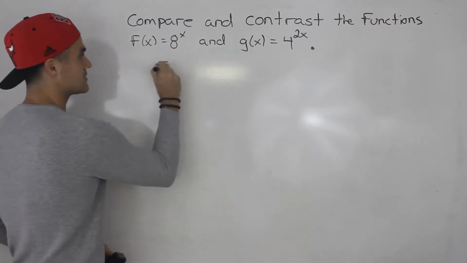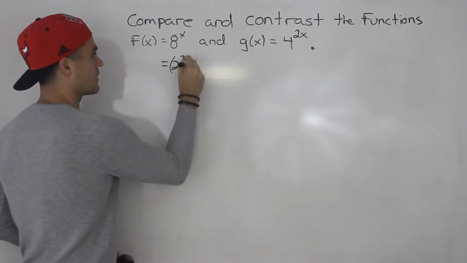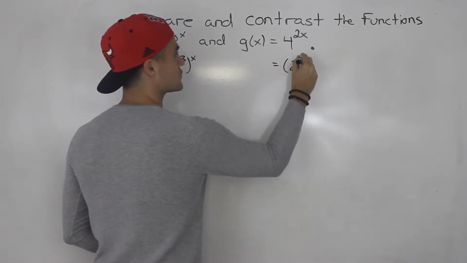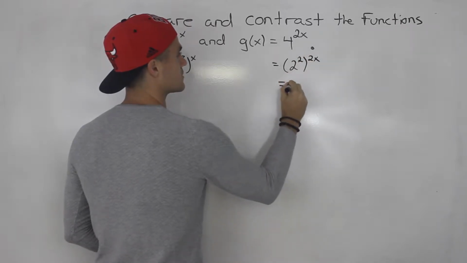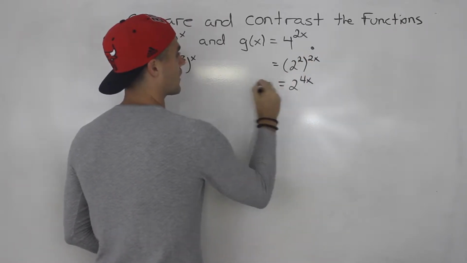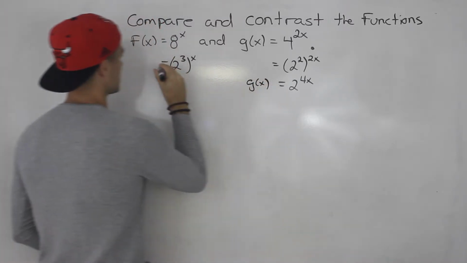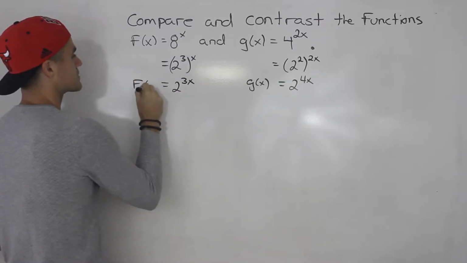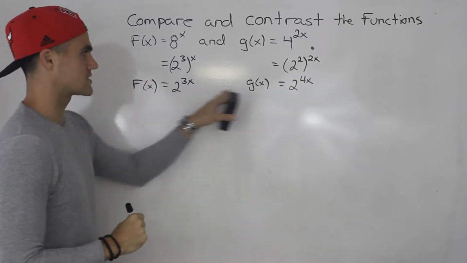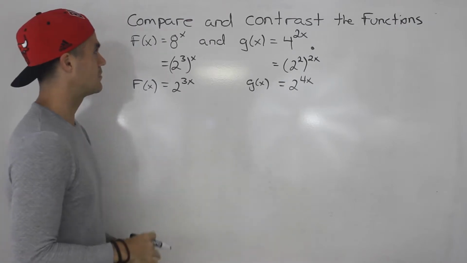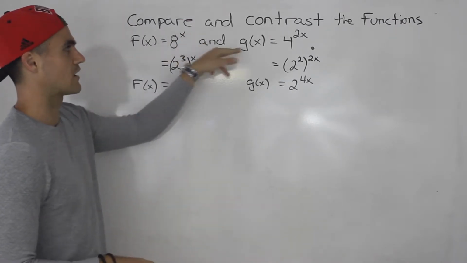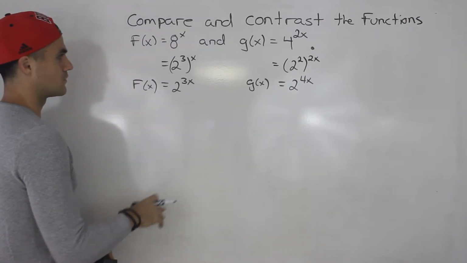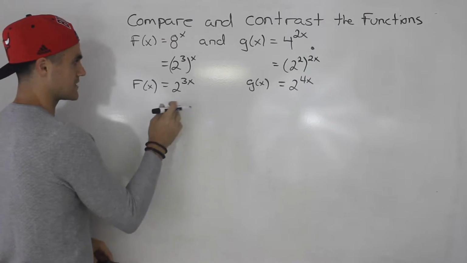So the 8 we can rewrite as 2 to the power of 3, and this would be to the power of x. And then this 4 we would write as 2 to the power of 2, to the power of 2x. So this would be 2 to the power of 4x. And then this here would just be 2 to the power of 3x. Right? Now they have the same base 2, a little bit more comparable versus 8 to the power of x and 4 to the power of 2x.